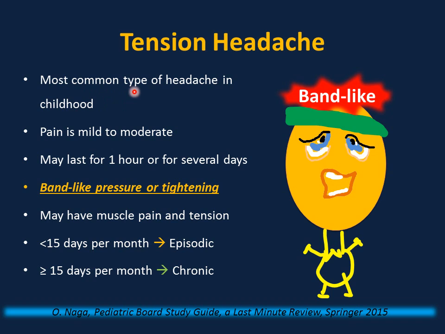Tension headache is the most common type of headache in childhood but is less disabling than migraine headache. The pain is usually mild to moderate. The pain may last for 1 hour or for several days. It is described as band-like pressure or tightening around the head, and the pain is usually triggered by fatigue, illness, or stress. The patient may have muscle pain or tension, especially in the neck and shoulder. If the pain is less than 15 days per month, it is considered episodic. If it is more than or equal to 15 days per month, it is considered chronic.